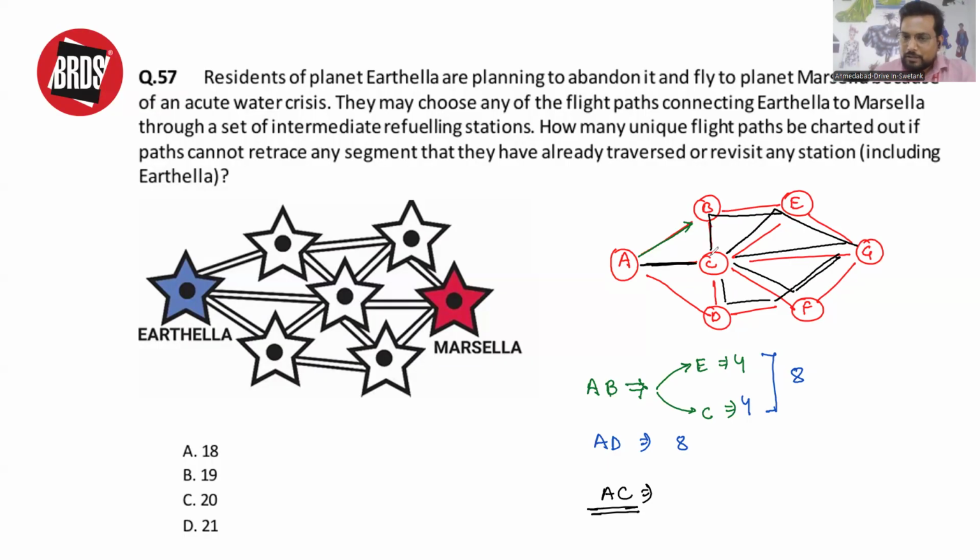Okay, because after reaching C, if that person goes on to any other point, that particular spaceship is never going to turn back to the point C. So we are going to get only 5 new paths over there. So it is totaling to be 21. That's why the answer for the question is option D, 20. Okay, so that is it for this question number 57.